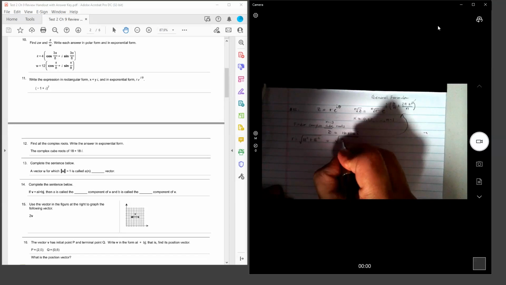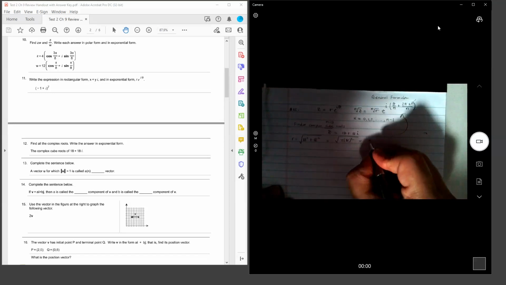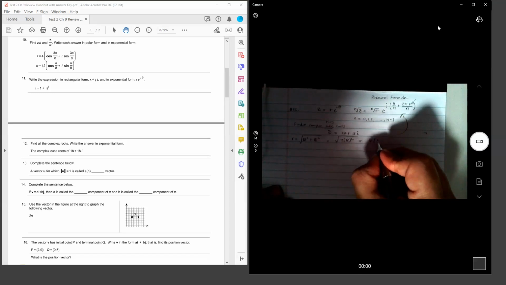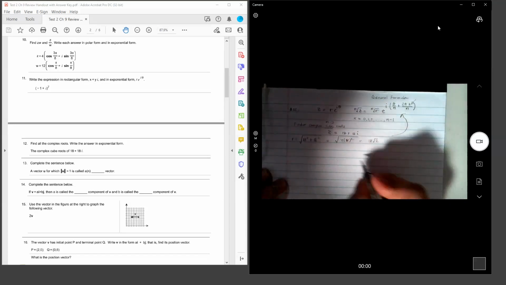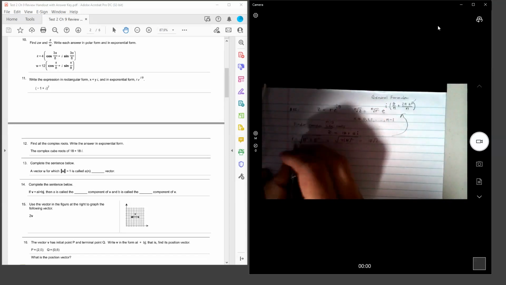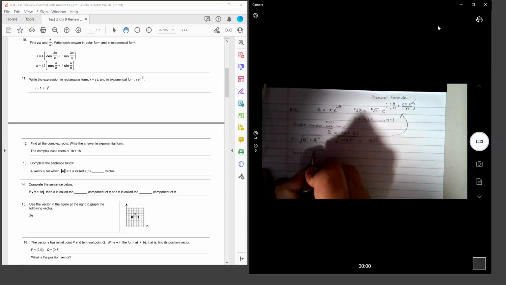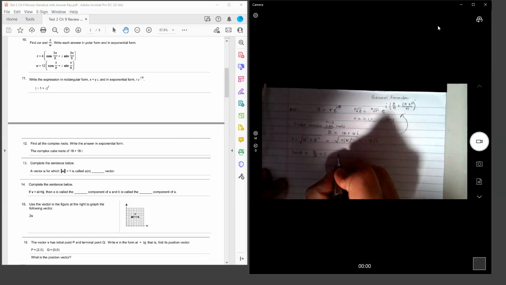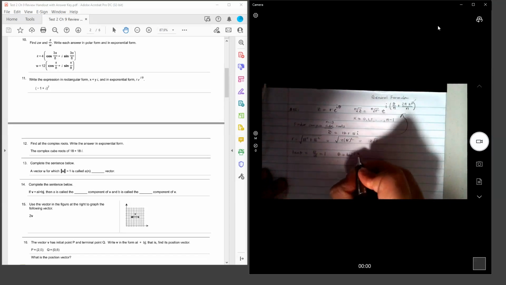So we have 2 times 18 squared, which then will be just 18 times the square root of 2. So that's r. And then to find theta, we have that tangent of theta is equal to 18 over 18, which is equal to 1. So theta is equal to the inverse tangent of 1.